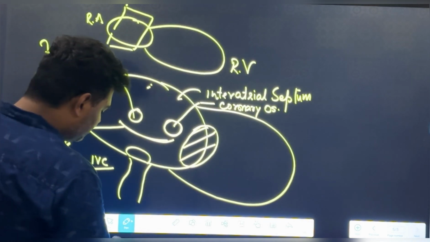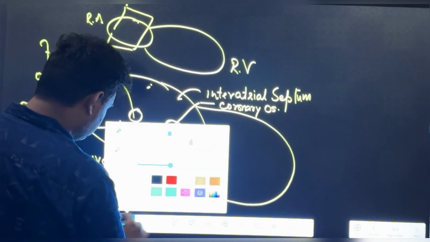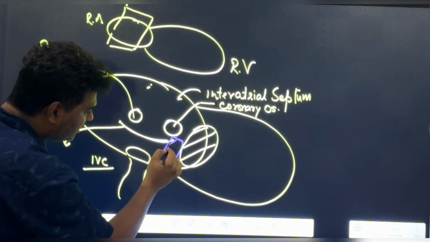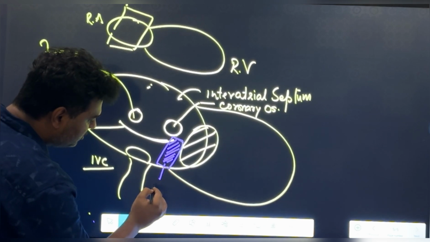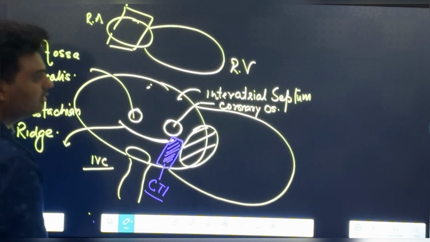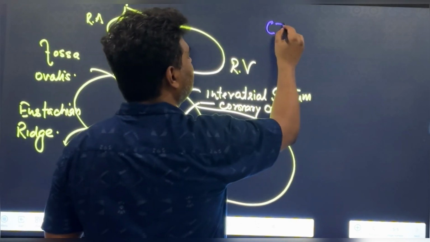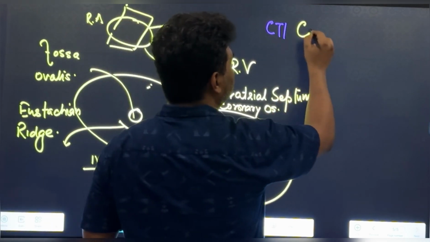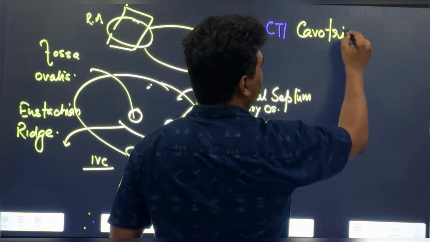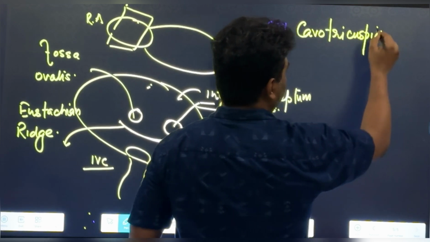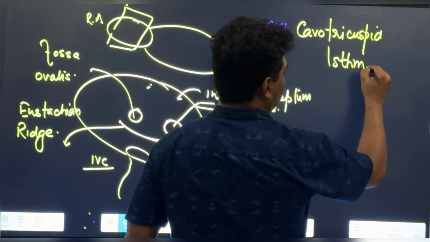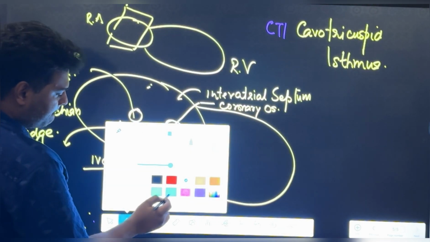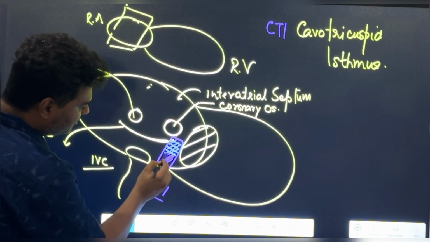Now, if you know these things, then what I want to show you is that there is a very important area, which I am drawing with this color. This area is known as CTI. What is the meaning of CTI? C is cavo, tricuspid, isthmus. This is known as cavo tricuspid isthmus, this part.